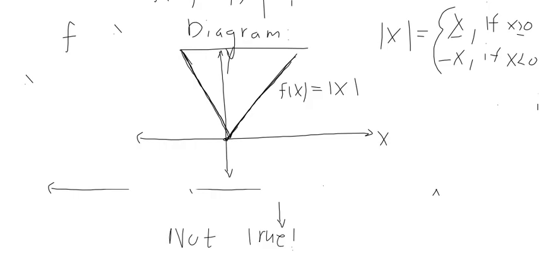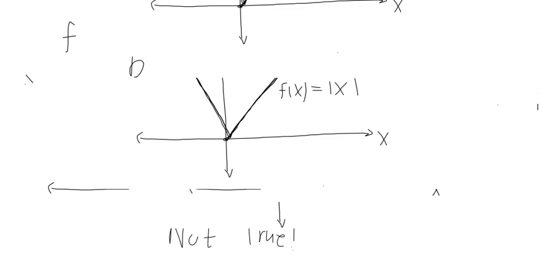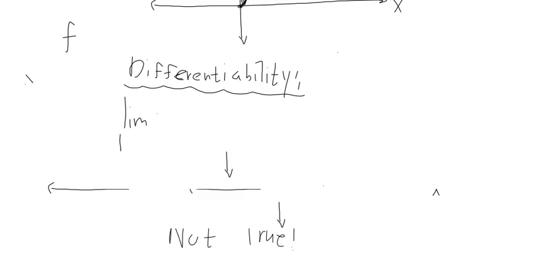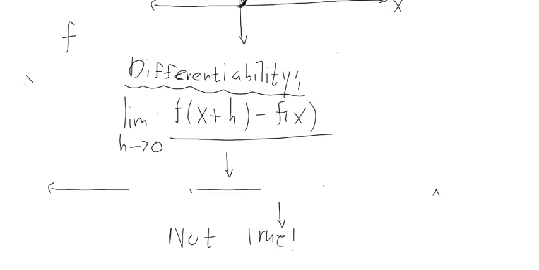So how do we show if something is differentiable? Well, I'm going to write something out here. For differentiability, we show differentiability if we can show that the limit, if we can take the limit as h approaches 0 of f of x plus h minus f of x, all over h.